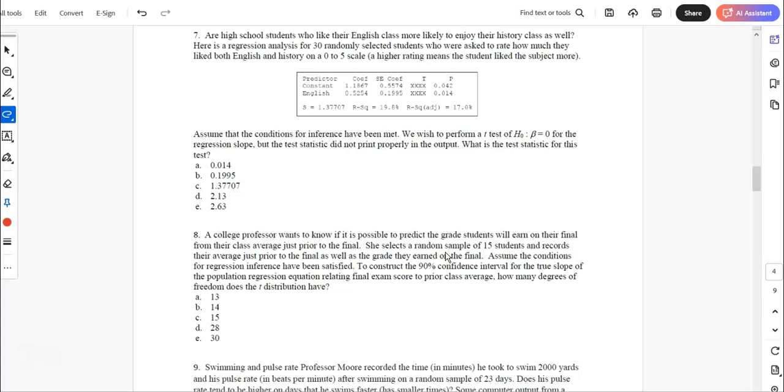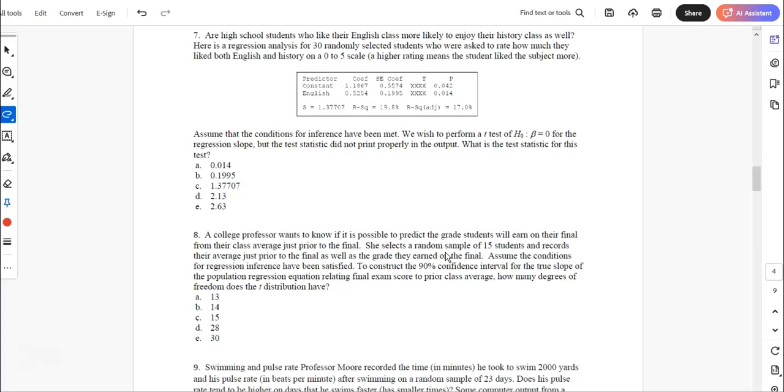Are high school students who like English class more likely to enjoy their history class as well? I think we just did this one, but different question. Assuming the conditions for inferences are met, we wish to perform the test where beta equals 0 for the regression slope, but the test statistic did not print properly in the output. What is the test statistic for, oh, it didn't print properly. It's funny, there's a bunch of X's there.